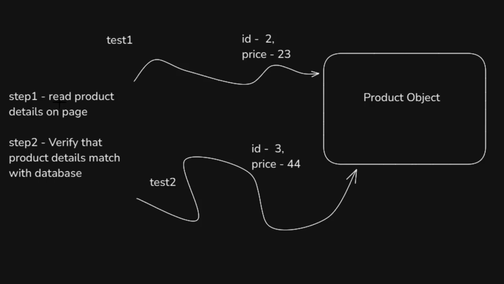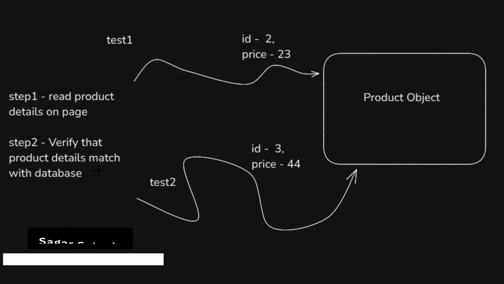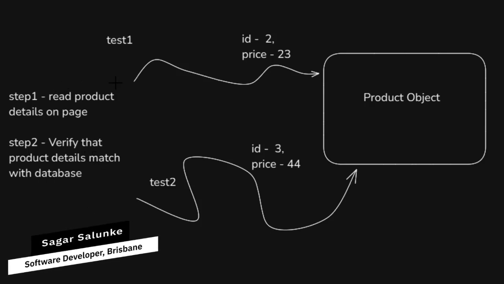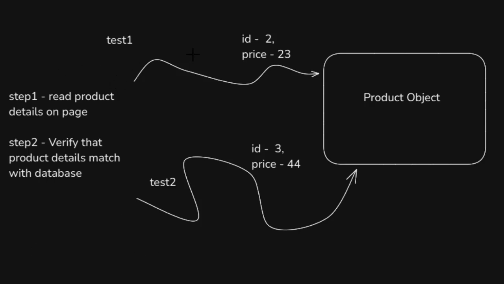So in the first step it is gonna read the product details on the web page and then store it in the product object. And the second step is to verify that these product details match with the database. Okay, these are the two steps. If you are using a single thread, then it is very easy. So it will execute the first test.